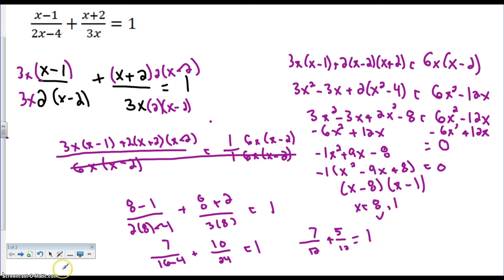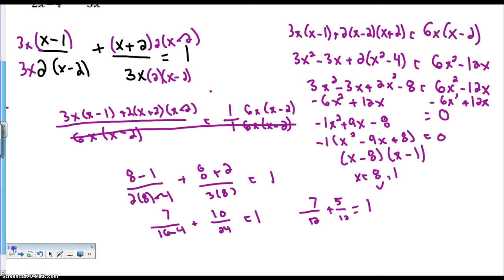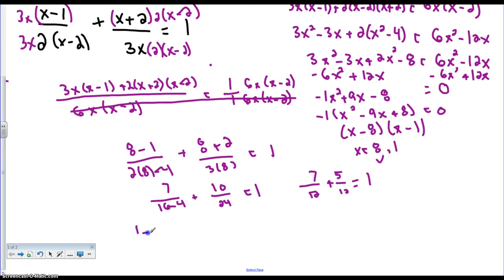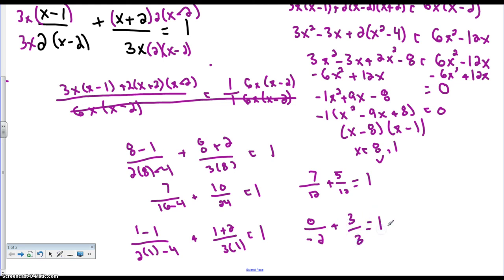So let's check out 1. Does 1 make this work also? If it doesn't, that means it's extraneous. So I'm going to do 1 minus 1 over 2 times 1 minus 4, plus 1 plus 2 over 3 times 1, which should equal 1. So I get 0 over negative 2 plus 3 over 3 equals 1. So 1 equals 1. That checks out. So both of these are true solutions.